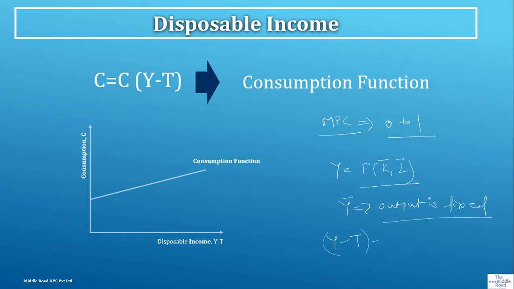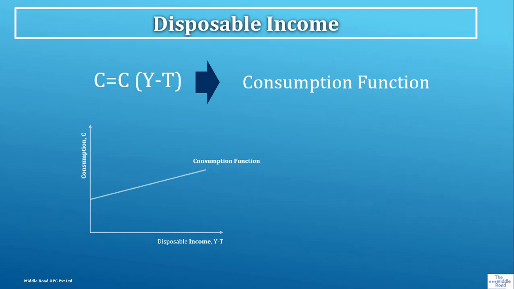Y minus T is nothing but the disposable income. So with this, we have a fair idea of what disposable income is. Now, this is going to be an add-on: we have tutorials which are building in applied economics.